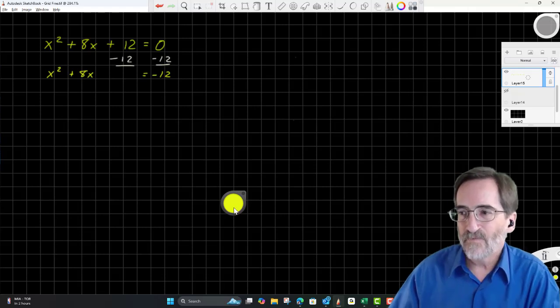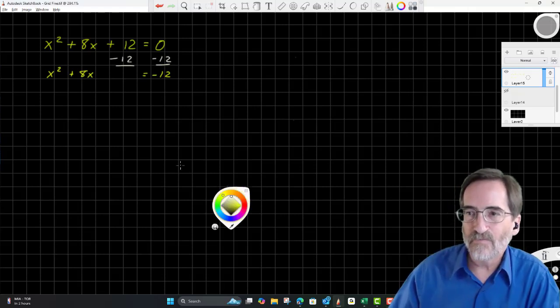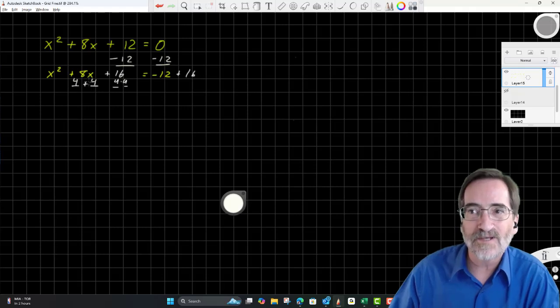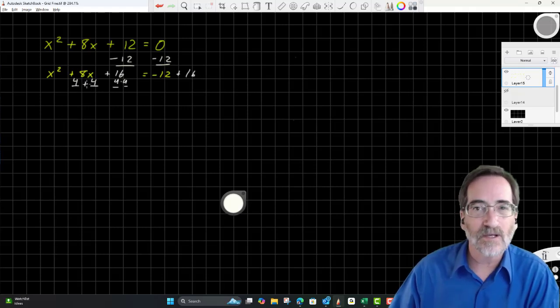Now here's the trick. Just like in the completing the square problem, I want to think: what plus itself makes 8? The answer is 4. 4 plus 4 makes 8. So over here I'm going to add 4 times 4, just like in my perfect square pattern. 4 times 4 is 16, so I'm going to add 16 to both sides of the equation. I got 16 from multiplying 4 by 4, and I got 4 from realizing that 4 plus itself is 8. This is completing the square.